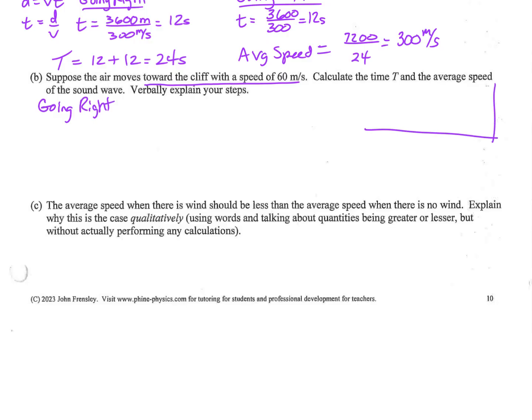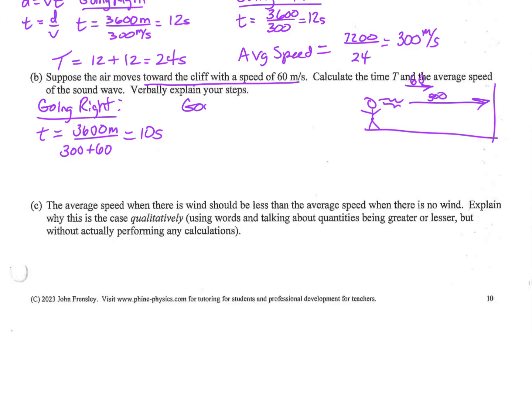So say we got a cliff here, you're standing here, you're shouting, going this way. You've got air also moving this way. So this is 300, this is 60. So now going to the right, our time is going to be that same 3,600 meters, but now it's 300 plus that 60 that the wind is pushing it. We end up with 3,600 divided by 360, which only takes 10 seconds.